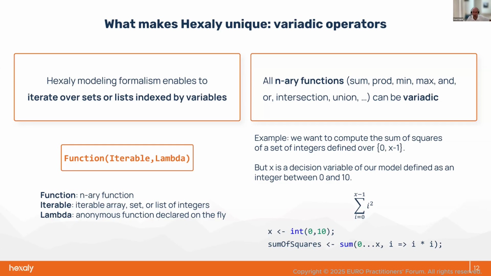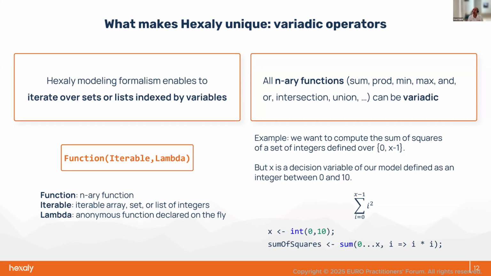So to be more concrete, for example, imagine we want to compute the sum of squares of a set of integers defined over 0 to x minus 1. We have a collection, 0 to x minus 1, x being an expression, x being a variable of the problem. This is a big difference with MILP, even with CP. Here, x can be a variable of your model. And so it will be determined by the solver. You don't know the value of x when you start the execution.